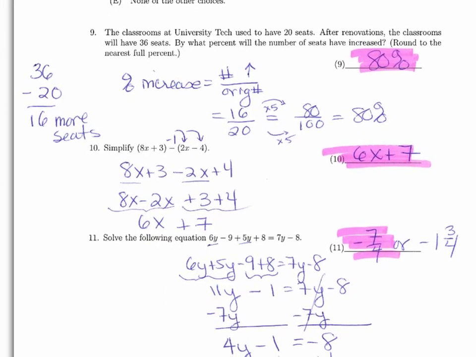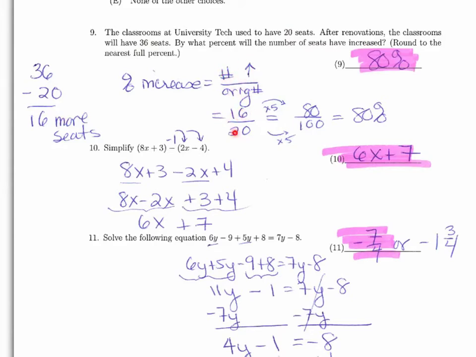The classrooms at University Tech used to have 20 seats. After the renovations, the classrooms have 36 seats. By what percent will the number of seats have increased? Well, this is the percent increase, so we need the number that it has risen, that's the increase, over the original number. They don't tell us how many it increased, but we can figure that out because there are now 36 and there used to be 20. So 36 minus 20 means we have 16 more seats.